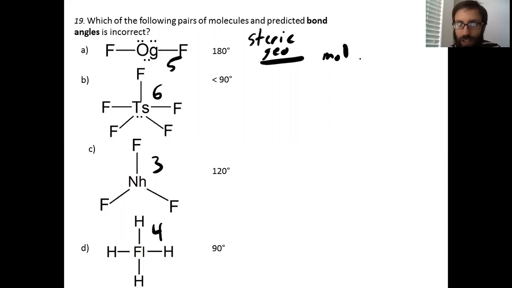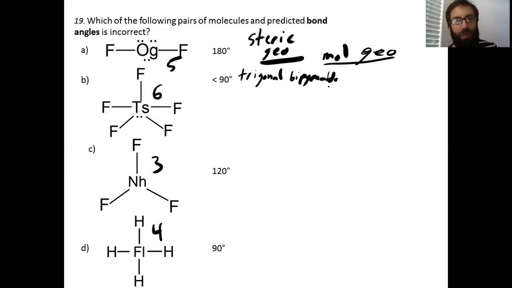And so the steric geometries are just straight from the steric number. So you got to know these. This is the most favorable way to put 5 atoms in 3-dimensional space as far apart from one another as possible, minimizing electron-electron repulsion. It's a trigonal bipyramid.